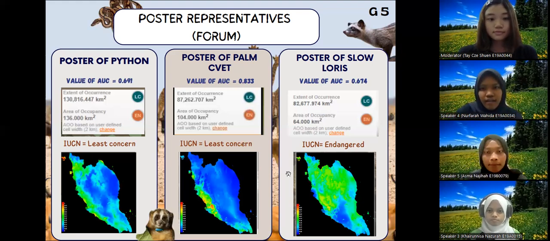Okay, I have a question for Ms. Khairunnisa. From the palm civet maps, why does the civet species only occur at specific places, especially regions covered in red colored gradients?